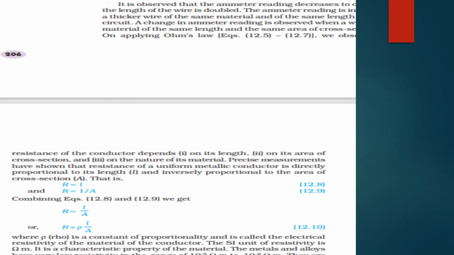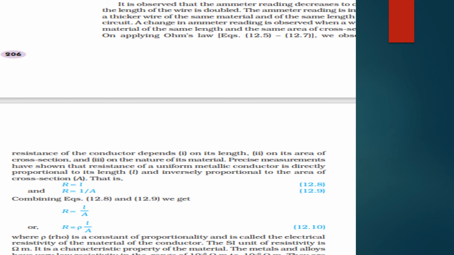Now instead of the proportional sign, if we want to use the equal sign, then we must take a constant, and we have taken the constant rho. So R equals rho L by A, where rho is a constant of proportionality, also called the electrical resistivity of the material of the conductor, and the SI unit of rho is ohm meter.